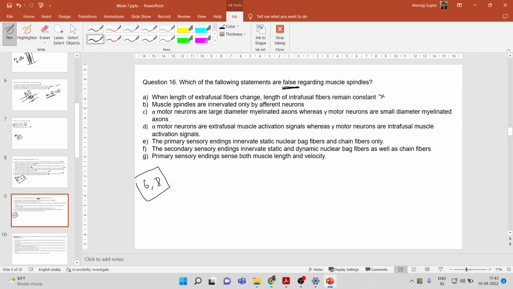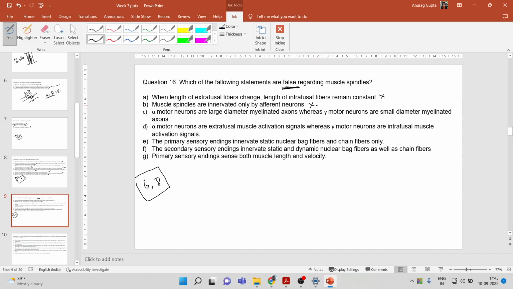So this is wrong. Muscle spindles are innervated only by afferent neurons. This is also a wrong statement. They are innervated by afferent neurons, and they are also innervated by others. The afferent neurons are, like I said, 1A afferents and type 2 afferents. They are the primary spindle endings and the secondary spindle endings. They form the primary and the secondary spindle endings.